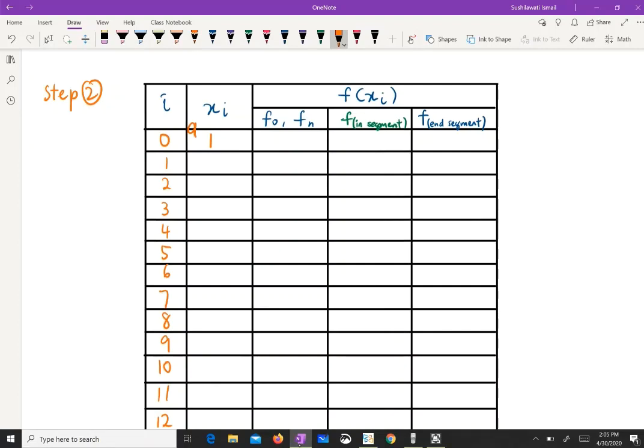Okay, we start with x1. We get here 4 over 3. How we got 4 over 3 is 1 plus 1 over 3. This is x0 and this is h. And next you have 5 over 3. This we got from 4 over 3 plus 1 over 3. 4 over 3 is x1 and 1 over 3 is h. And continue until the end of the column.